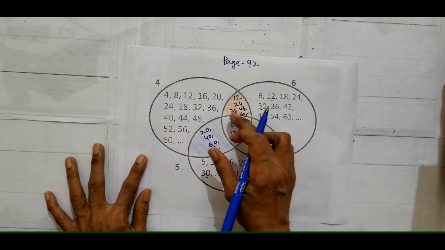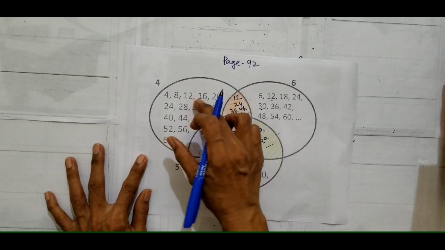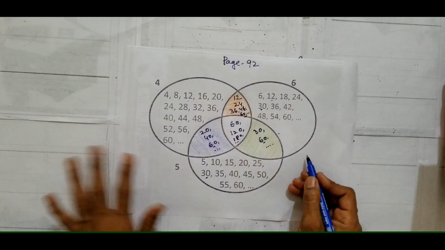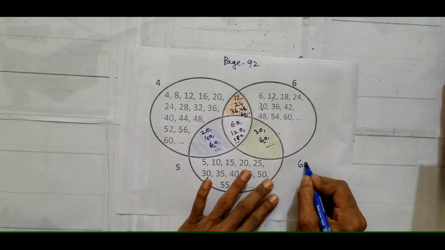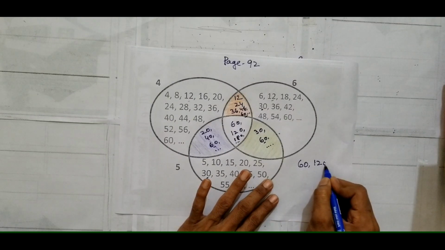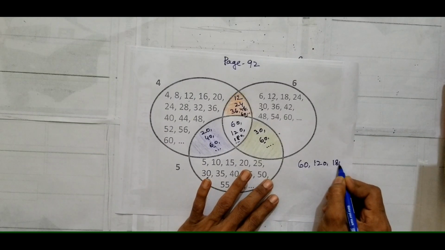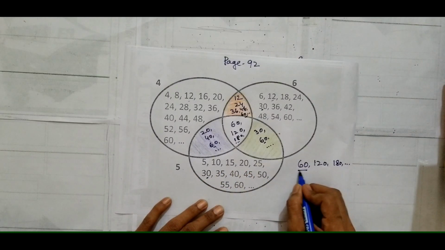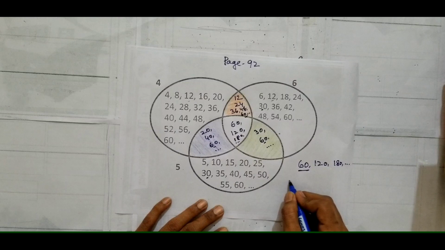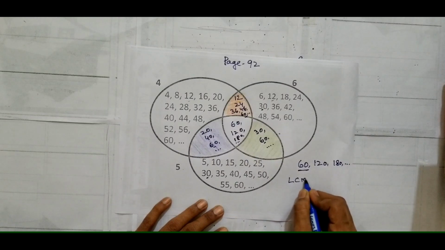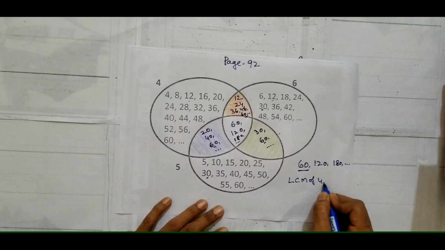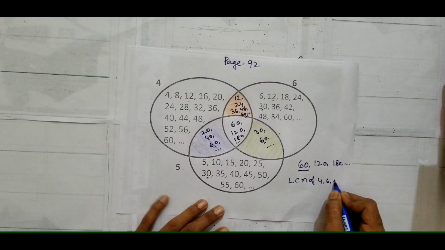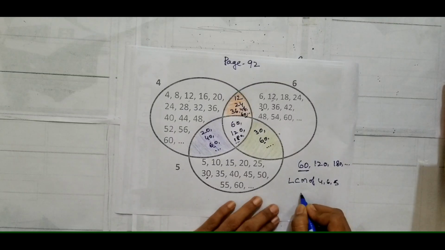Now, common multiples of 4, 6 and 5 are 60, 120, 180 and so on. Now, which is the least number here? 60. So, LCM of 4, 6 and 5 is 60.